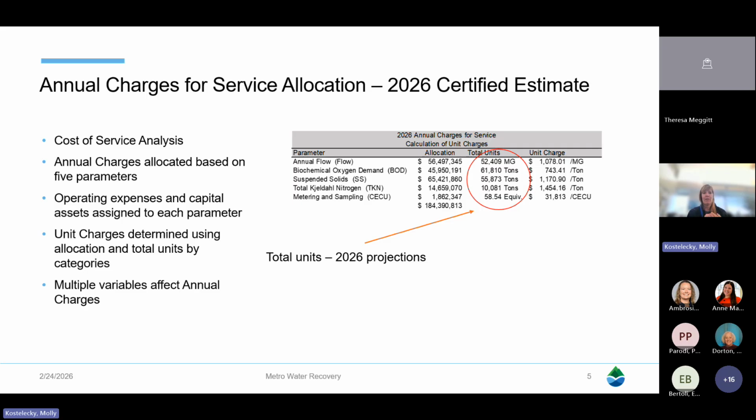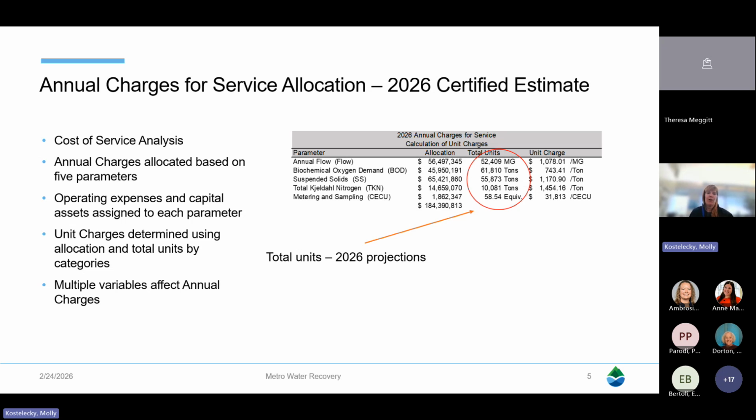One of the things that I will note is that there are multiple variables affecting annual charges. So while we have a total amount of annual charges, you as connectors are being charged not only based on your total usage of the system, but also in relation to your partners, your other connectors. So if somebody is using more of the system than they thought, that may make your allocation go down, or vice versa. Maybe they're using a little bit less than they thought, maybe their flow is going down, or they had an industry move out. That might mean they're using less of the system. So there are multiple factors in relation to the actual connectors' payments that we will eventually get to.